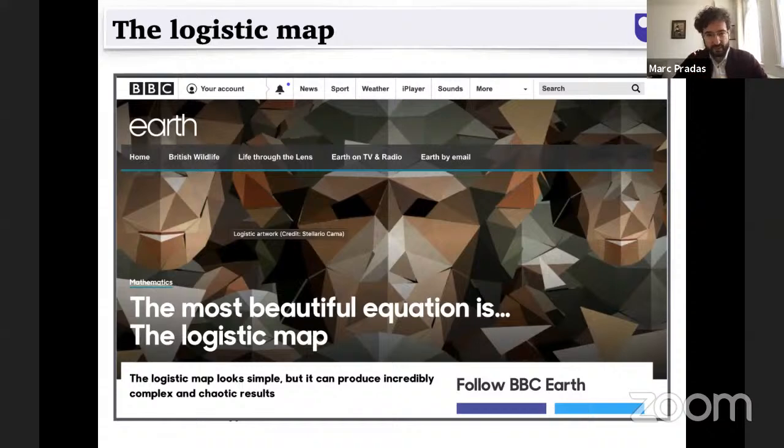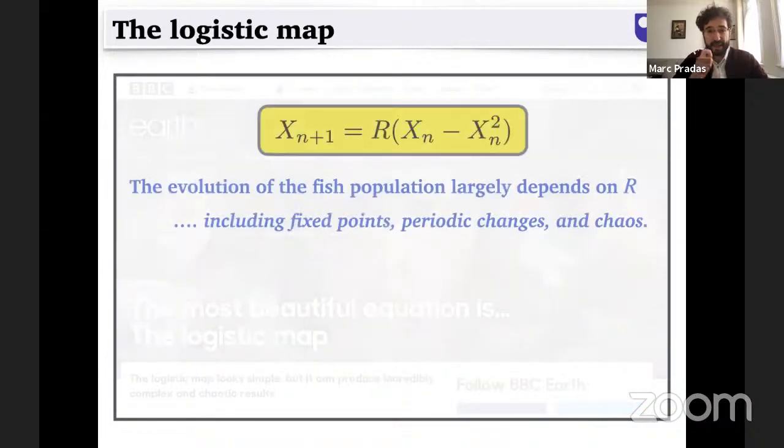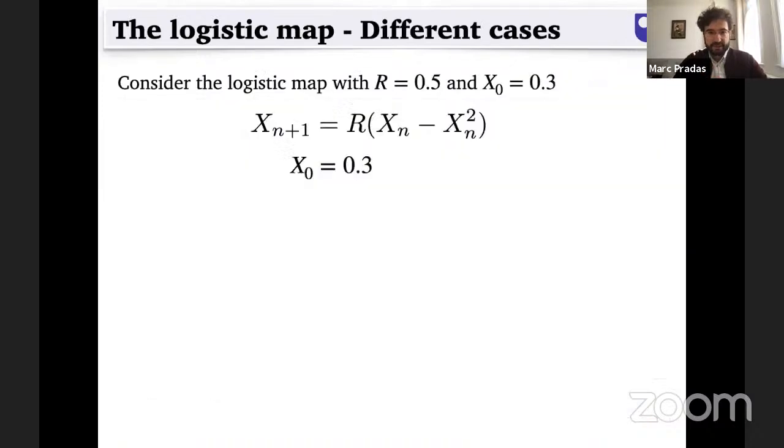And yet, even though it's so simple, we will see now that it can produce an incredibly complex and wide range of different results. In particular, all of this depends on the parameter r. And depending on the value of r, this equation or this sequence can lead to a fixed point. It can go to periodic changes or even chaos, as we will explore now as we go through all the cases of r. So let's start with the simplest one.